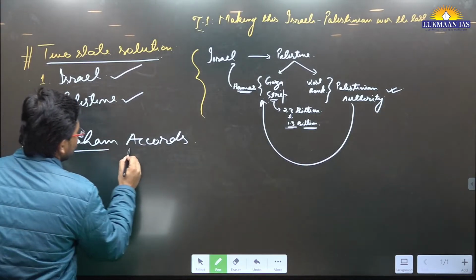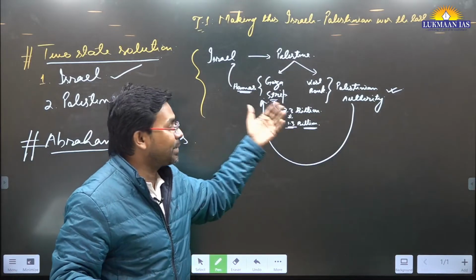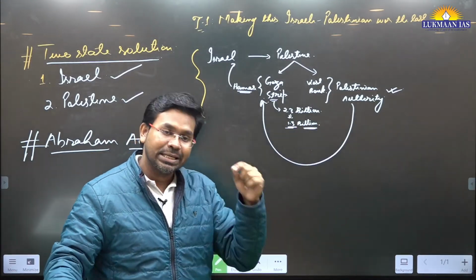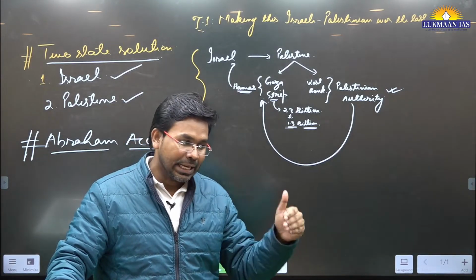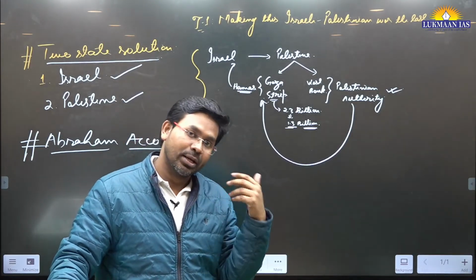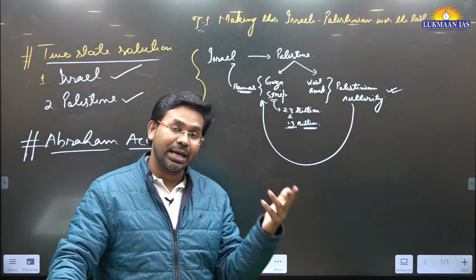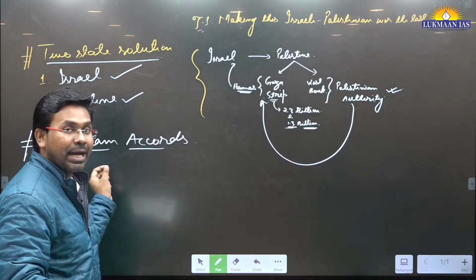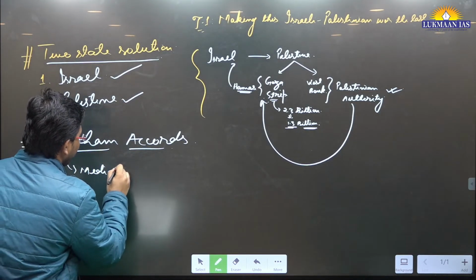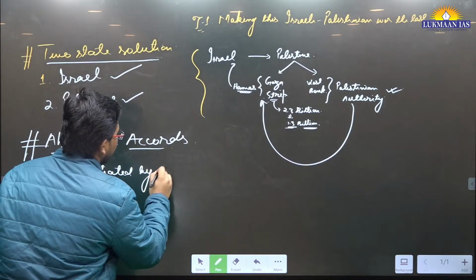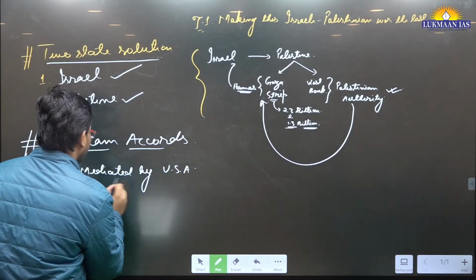The Abraham Accords are accords that want to normalize the ties between Israel and other Arab states. Israel is surrounded by many countries like Egypt, Jordan, Syria, Lebanon, and then there are other countries like Iran, United Arab Emirates, Qatar, and many others. The Abraham Accord was mediated by the United States of America.